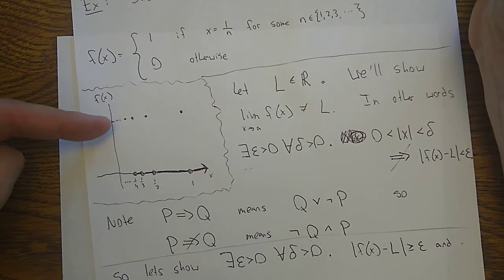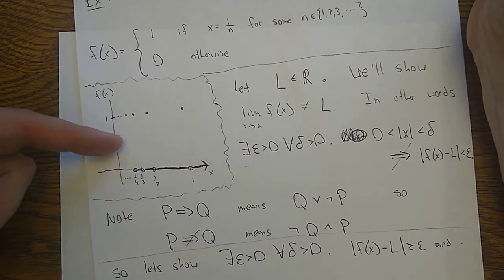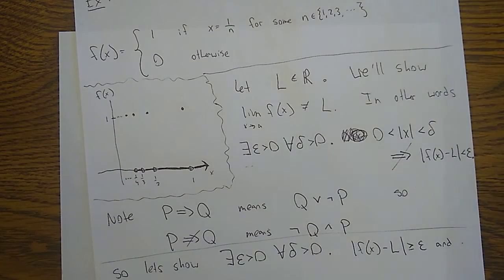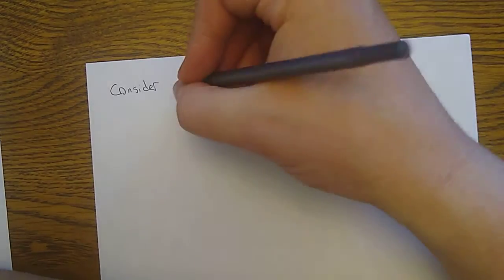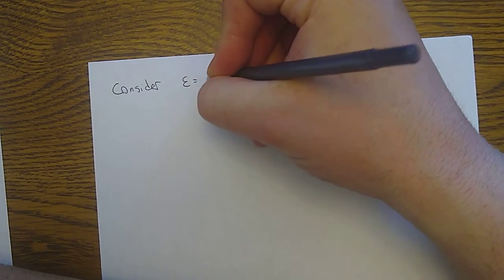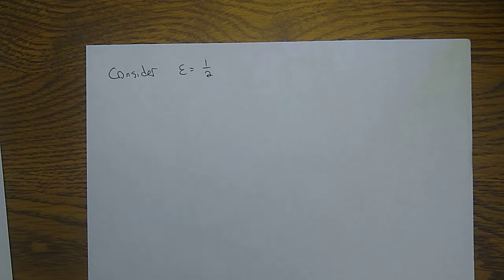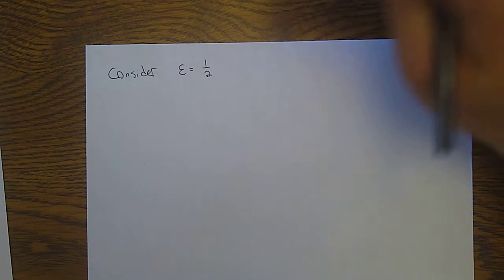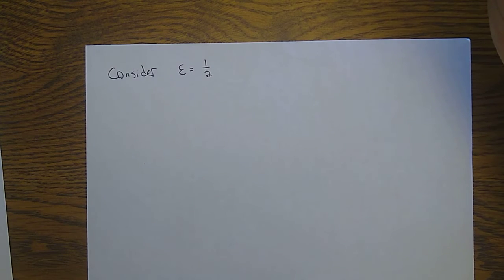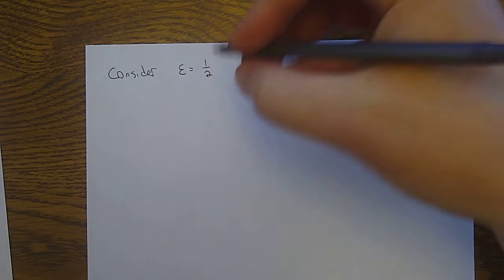I'm going to take epsilon to be a half, because that's half of the distance between 0 and 1. So let's take that value of epsilon. All I need to do is show there exists a value of epsilon with the properties I'm looking for. So if I show it for epsilon equals a half, that's good enough.